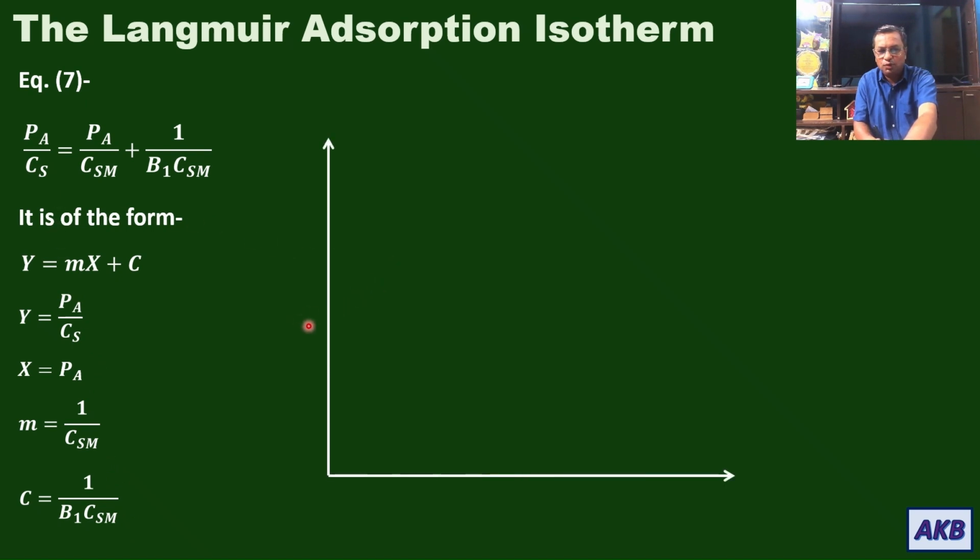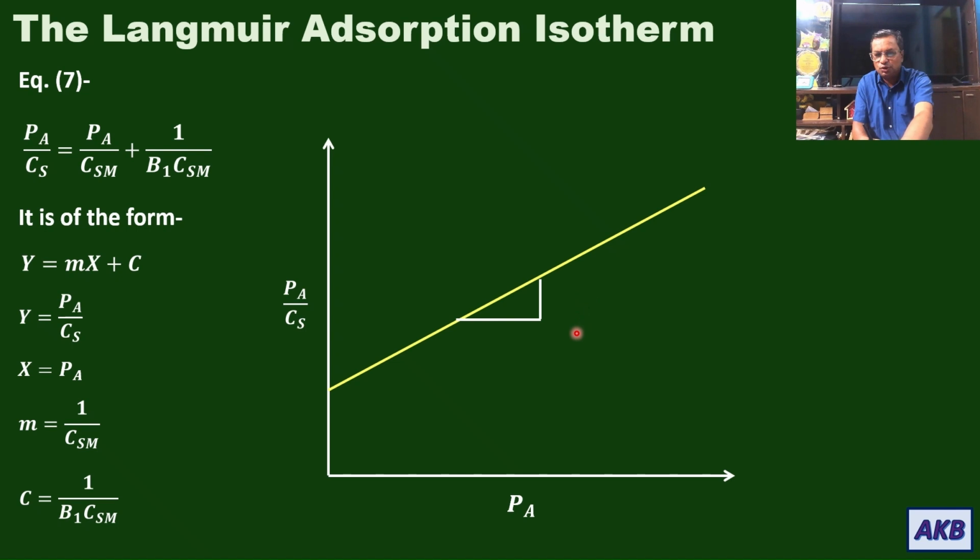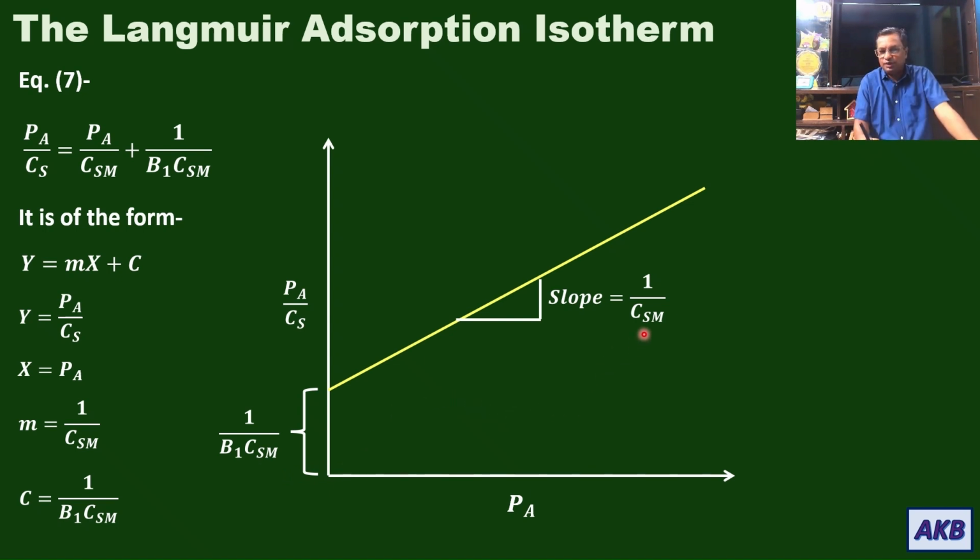That means if I plot Pa on the x-axis and Pa upon Cs on the y-axis, I'm going to get a straight line whose slope is 1 upon Csm, and the intercept made by the line on the y-axis is 1 upon B1 into Csm. So in this way, you can get Csm. If you know the slope of this line, you can get B1 once you know Csm. So this is the Langmuir adsorption isotherm. The line described by this equation is the Langmuir adsorption isotherm.